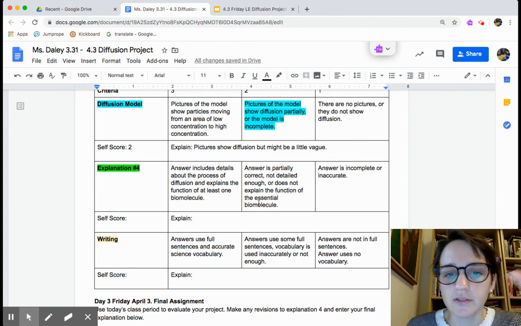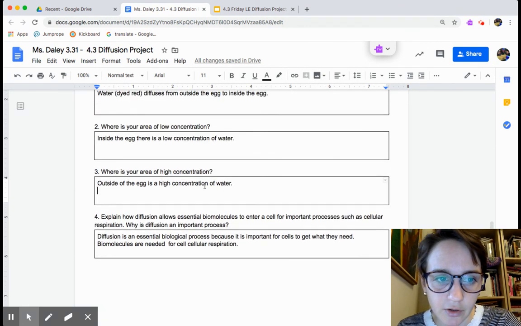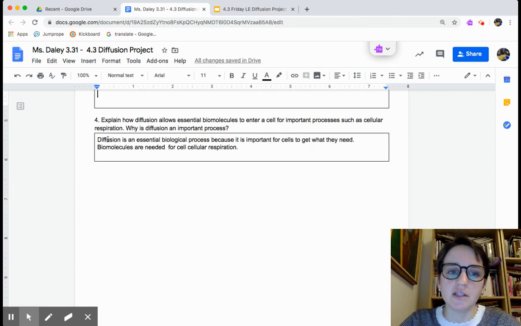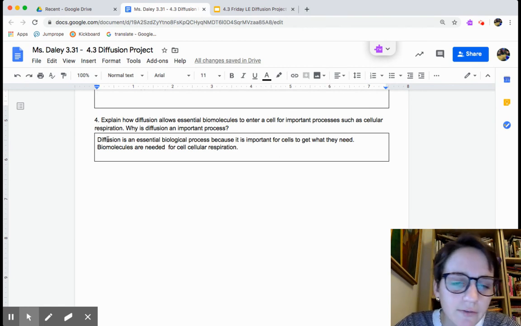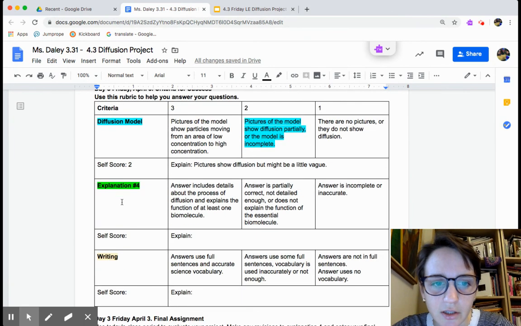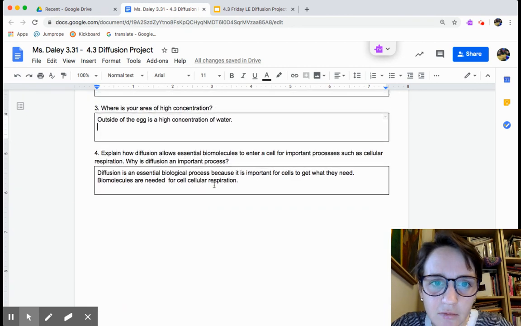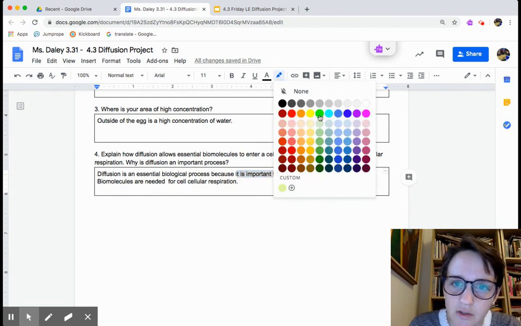The answer, so that would be a 3. I'm going to go up here and see if I have that for a 3. Diffusion is an essential biological process because it is important for cells to get what they need. Molecules are needed for cellular respiration. I'm going to go back to my criteria. Did this have details? I don't think so. So I'm going to highlight this part. This was sort of my explanation. I'm going to use my green.